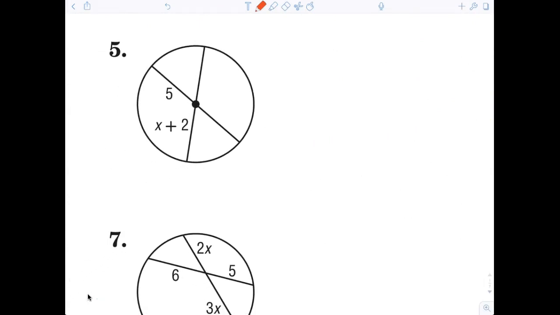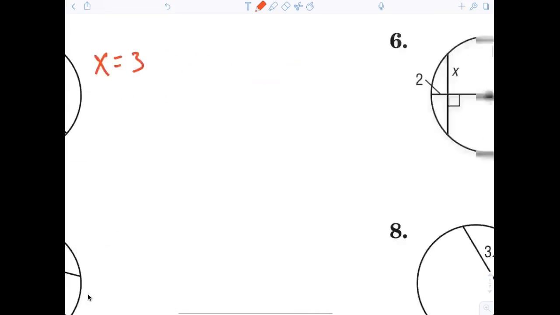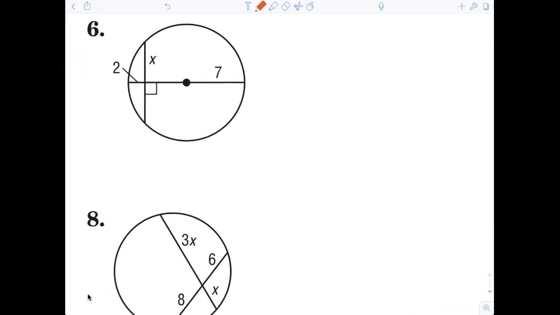Well, that should be kind of easy, right? Everybody should be able to look at that and just say the answer is? 3. Yeah, 3. What makes that different than the others? They're all radii. That's exactly right. Don't make it too hard. All right? Okay, here we go. Number 6.